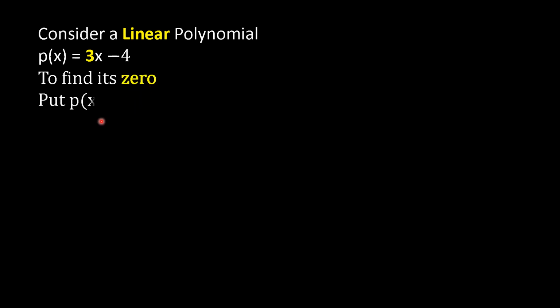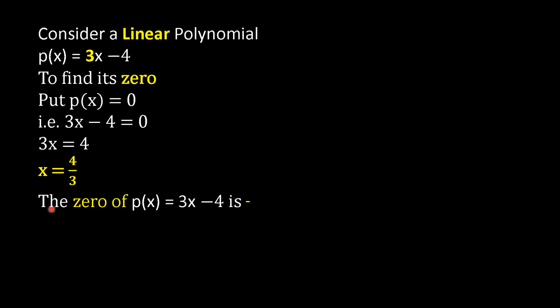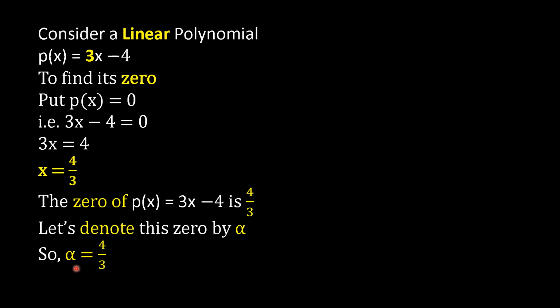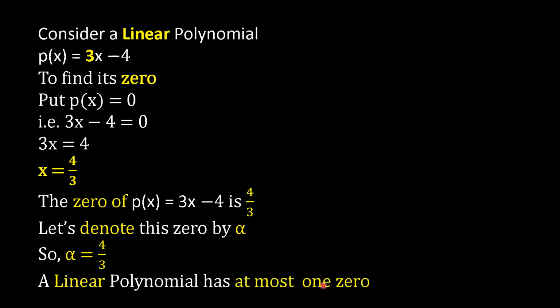Consider a linear polynomial p(x) = 3x - 4. To find its zero, we will put p(x) = 0, that is 3x - 4 = 0. It gives us 3x = 4, x = 4/3. So the zero of p(x) = 3x - 4 is 4/3. Let us denote this zero by alpha. So alpha will be 4/3. A linear polynomial has at most one zero.